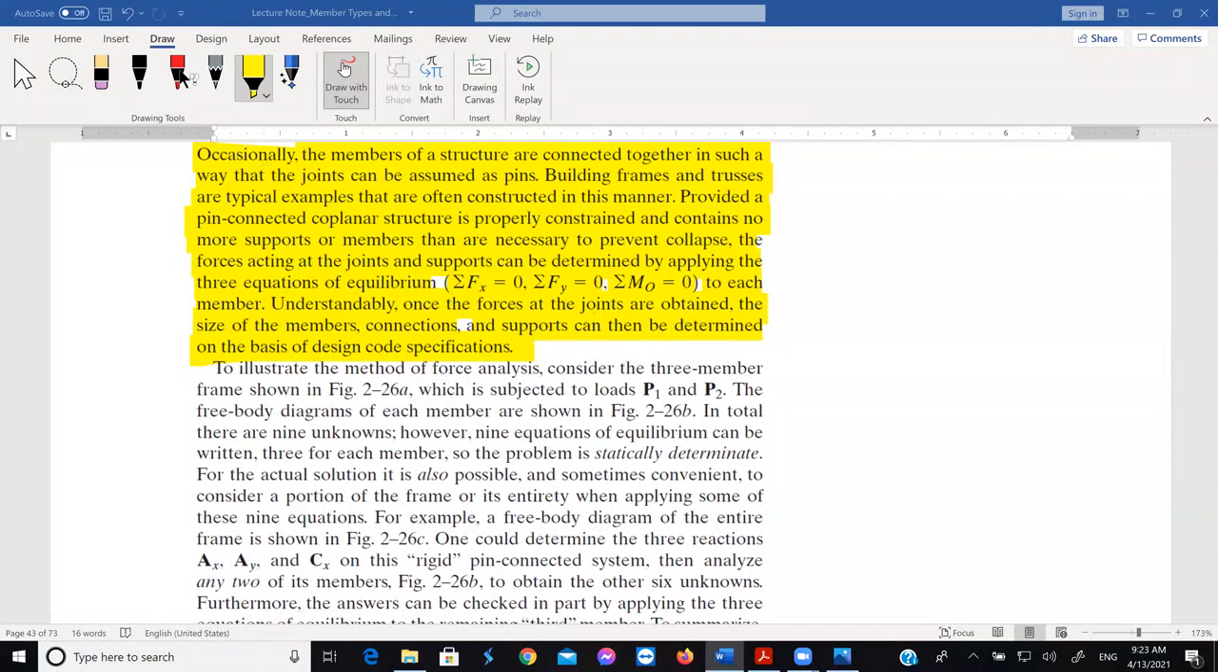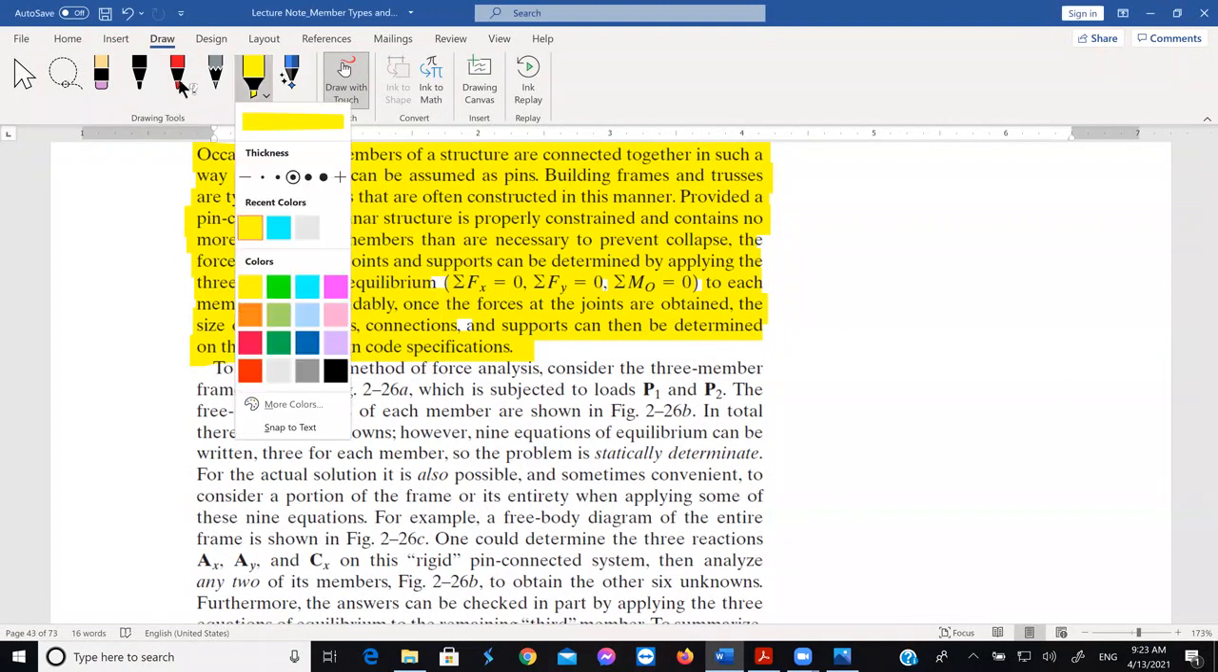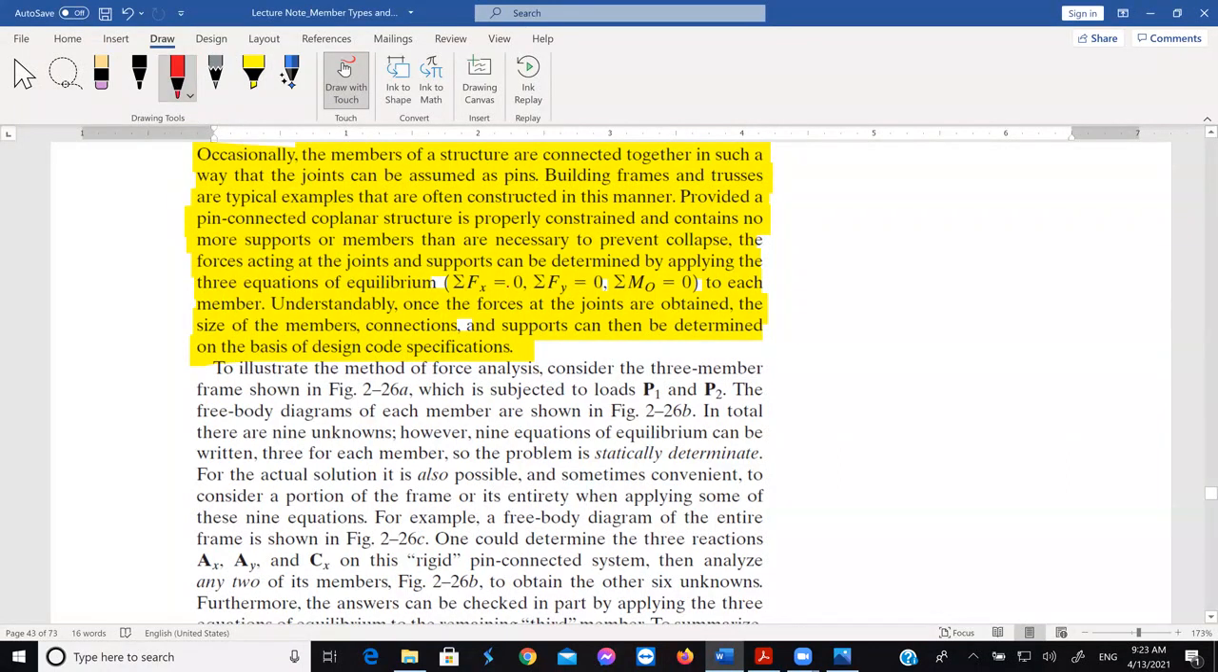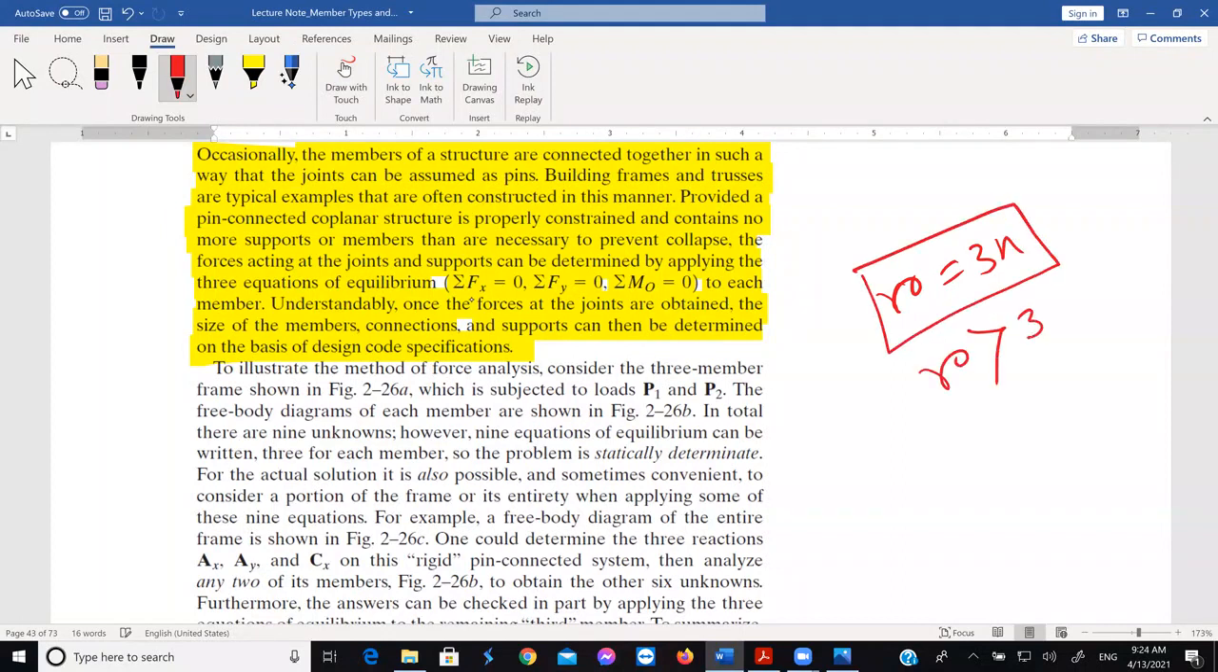And remember, you can use the equations of equilibrium for statically determinate structures only. That means the condition R equal to 3n must be satisfied. If R is greater than 3 times n, then it's indeterminate, right? We have learned this in our previous class. So your structure must be determinate if you want to analyze it using these three equations of equilibrium.